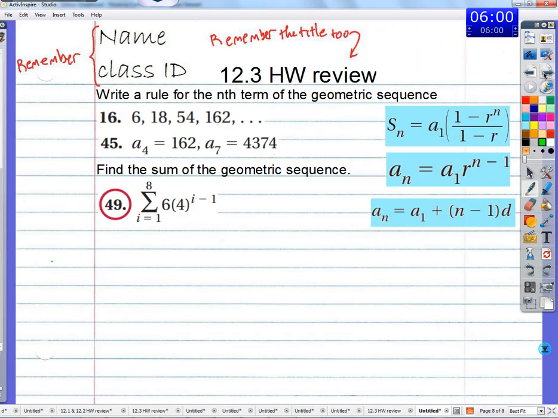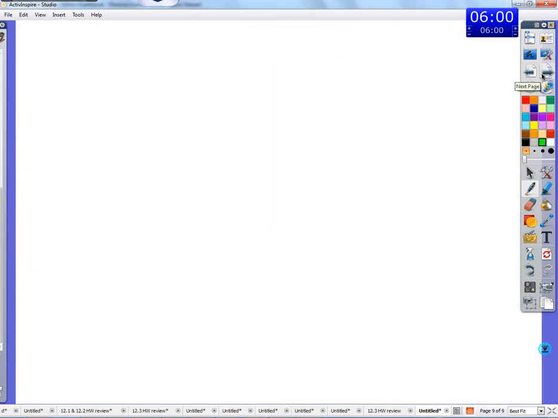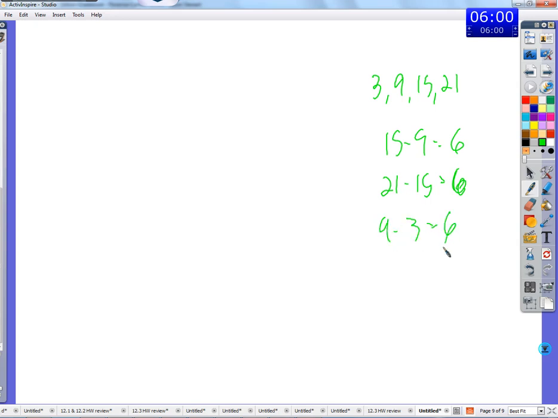Okay. Well, for an arithmetic sequence such as 3, 9, 15, 21, that's arithmetic, right? What's the common difference? 6. The thing that we add is 6. 15 minus 9 is 6. 21 minus 15 is 6. 9 minus 3 is 6. If we take a number minus the number before it, we come up with the number that we would add.